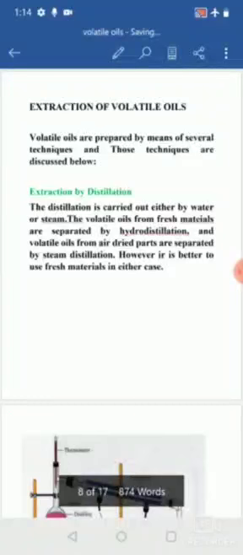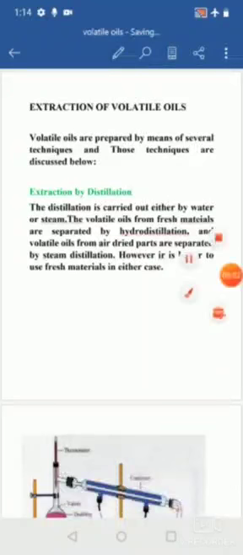In flowers, they are present in their petals. In cinnamon and so on, they are present in the bark. So they are present in the various parts of the plant. So we are going to select the various parts of the plant for the extraction of the volatile oil, in which they are contained. We are going to extract by using various methods.